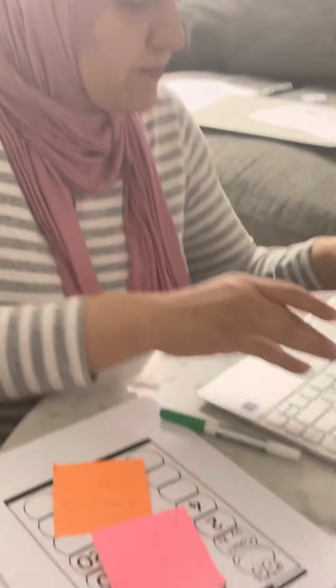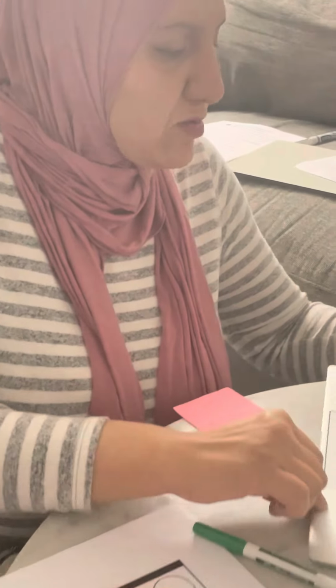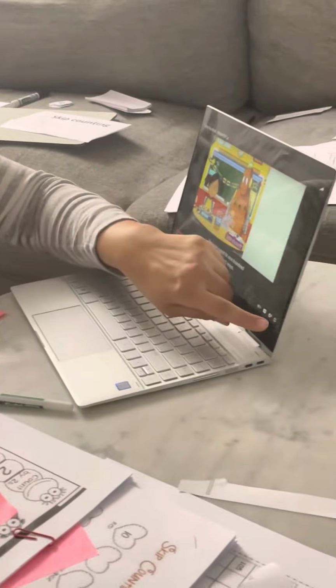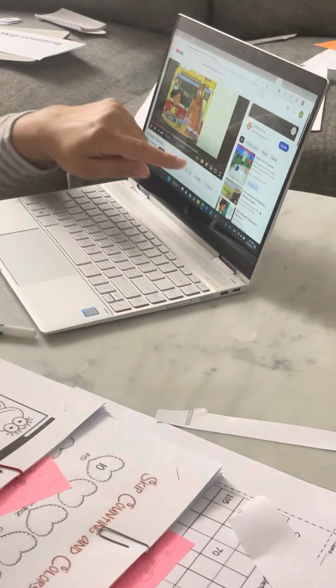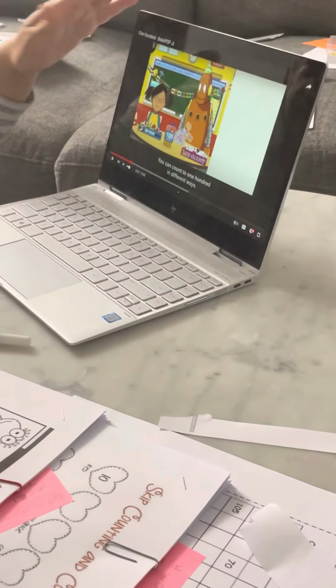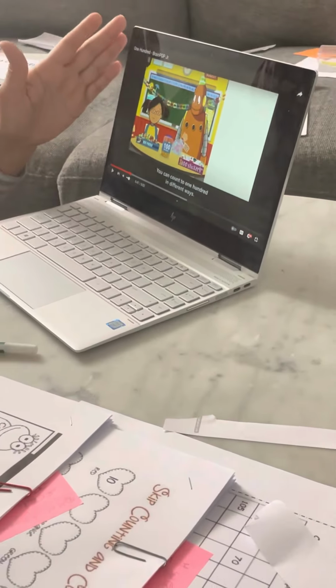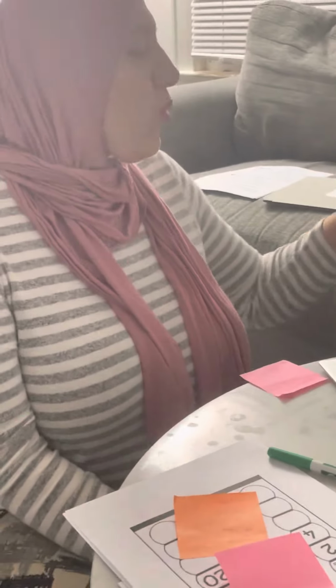After that, I will use my whiteboard to teach them. Before I use my whiteboard, I will show them a video about skip counting. I'm going to play a 100 BrainPOP video to explain more about the math concept: why we skip count, expanding their knowledge, and how we use skip counting in our daily life, in our real environment, not just in the classroom.